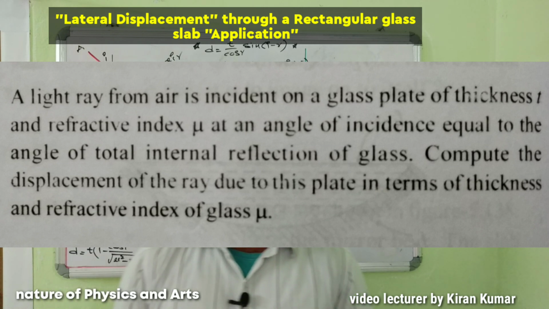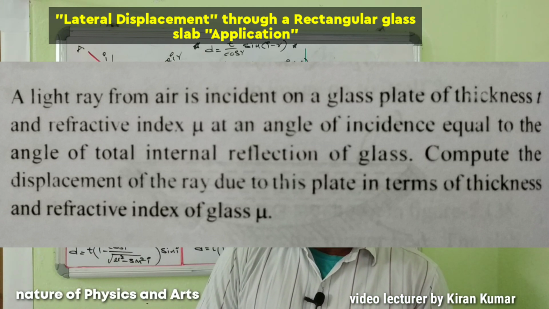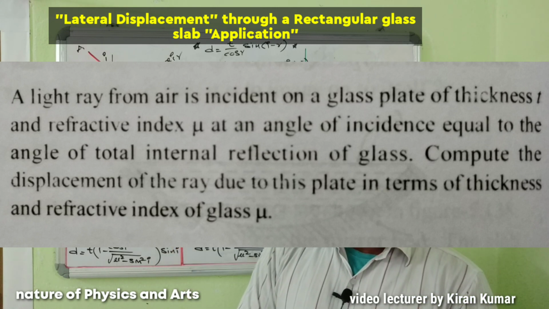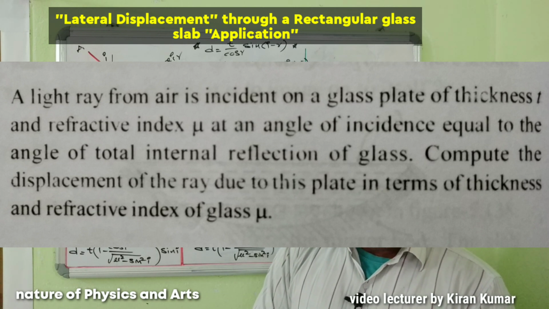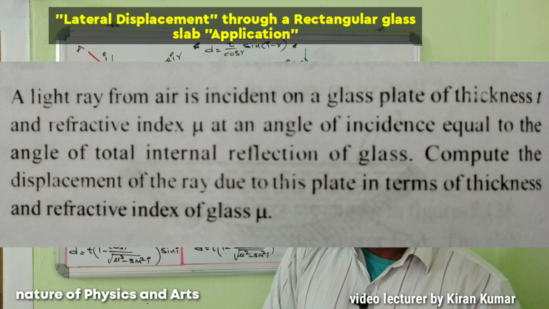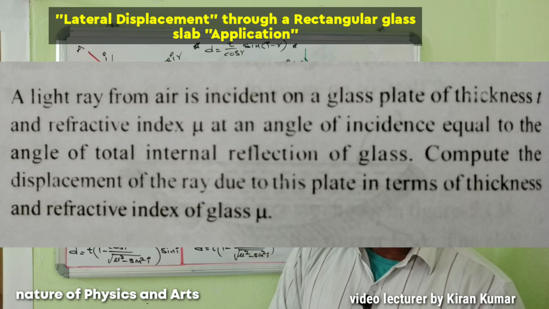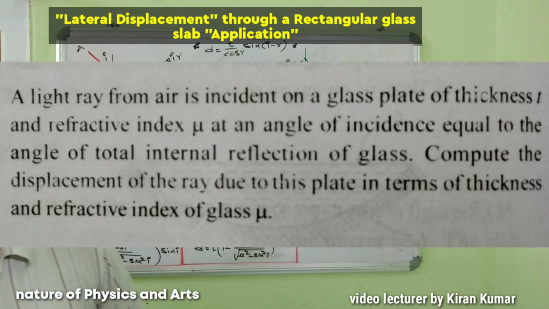Now one problem based on the lateral displacement. A light ray from air is incident on a glass plate of thickness t and refractive index mu. The angle of incidence is equal to the critical angle for total internal reflection of glass. Compute the displacement of the ray due to this plate in terms of the thickness and refractive index of glass mu.